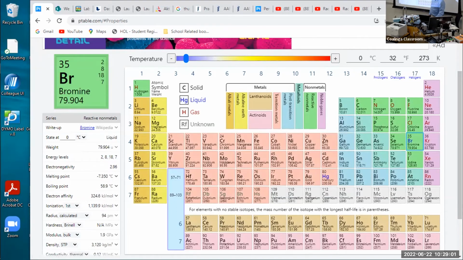So these are the halogens. These guys like to react. Halogens are going to be very reactive. Chalcogens are going to be slightly less reactive, and then the pnictogens are going to be less reactive.